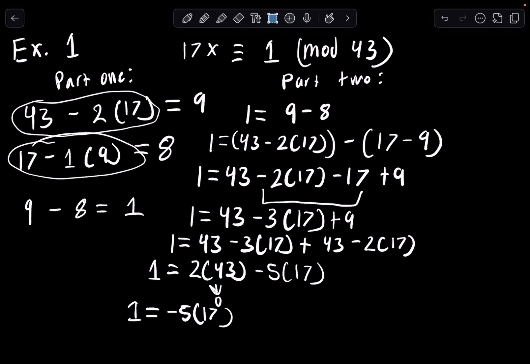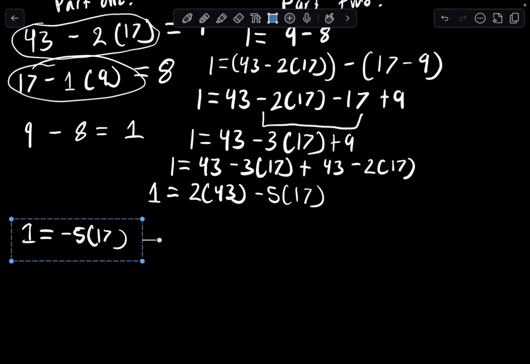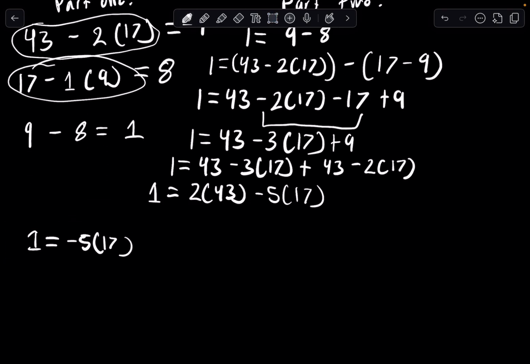This is getting a bit messy, so let's move this over here. Now, when you look at this, what I want you to think of is quite literally this definition.